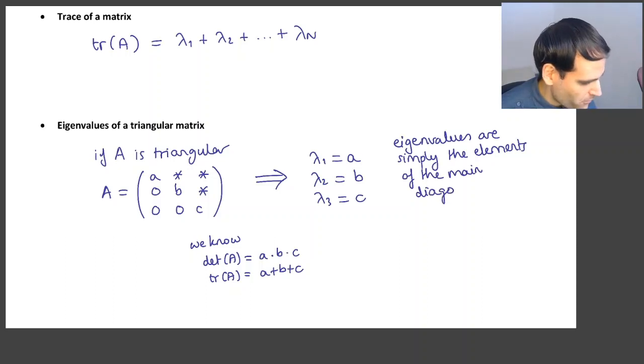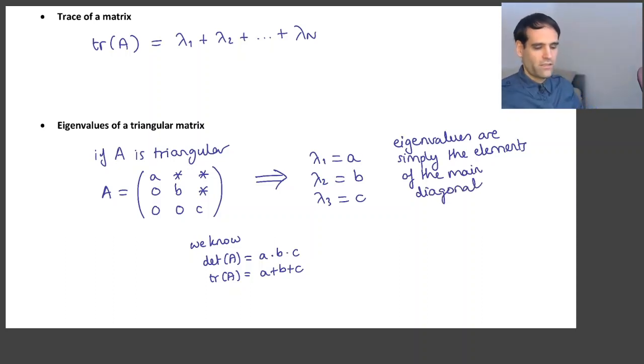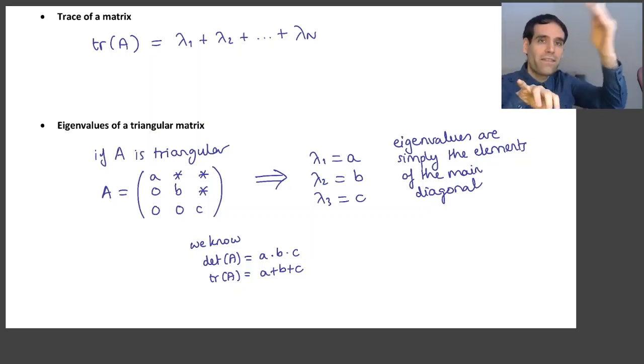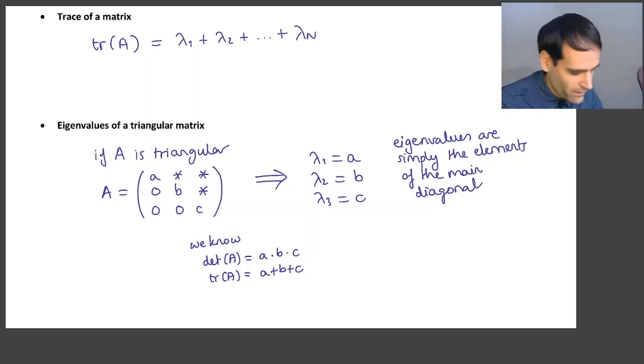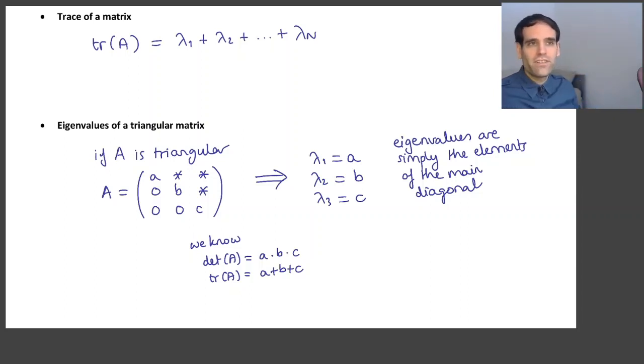This means that if in a problem I give you a triangular matrix or maybe a diagonal matrix that has zeros both up and down, then this also applies. Then I ask you to calculate eigenvalues. Don't do the procedure. Just say the eigenvalues are equal to the elements in the main diagonal because the matrix is triangular. Okay? And you save a lot of time.